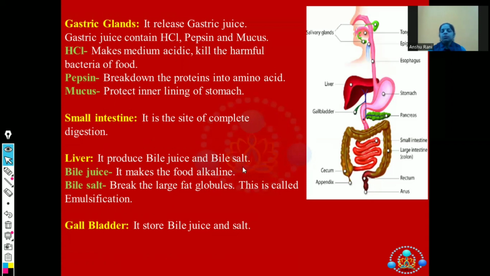The liver is producing bile juice and bile salt. Bile juice makes the food alkaline, and bile salt breaks down the large fat globules into smaller ones. Large fat globules are converted to smaller ones. That breakdown of fat globules is called emulsification. Then the gallbladder is the storehouse of bile juice and bile salt.